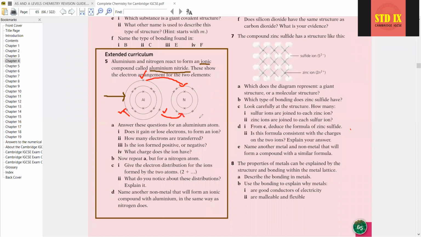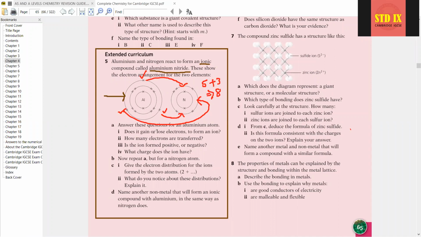So nitrogen will have how many electrons after this? Initially, nitrogen has five in the outermost shell, then it takes 3, so it will have 8 electrons.